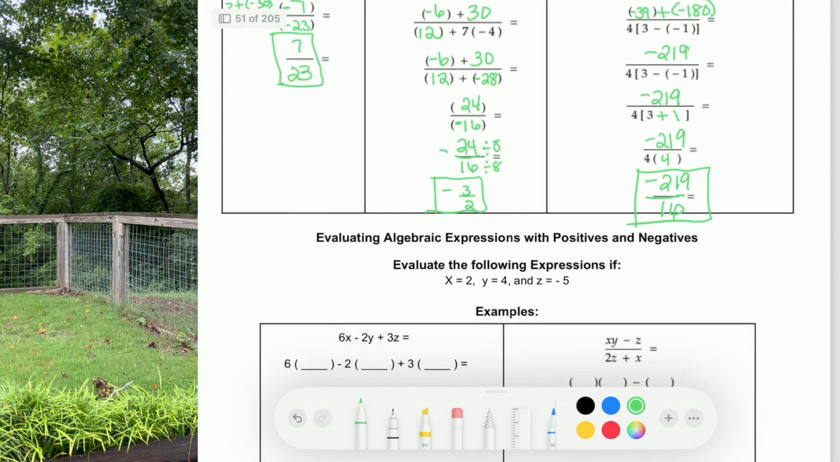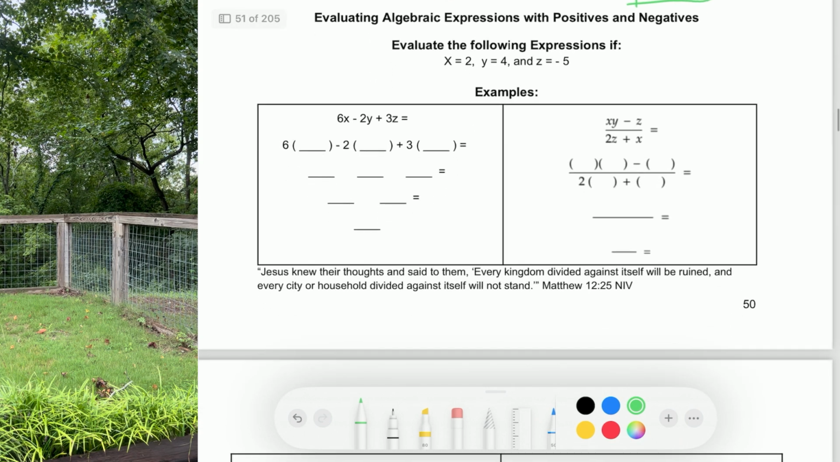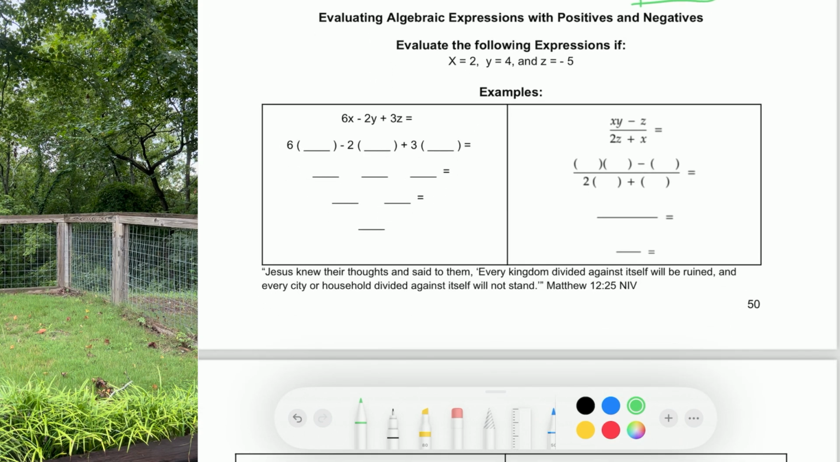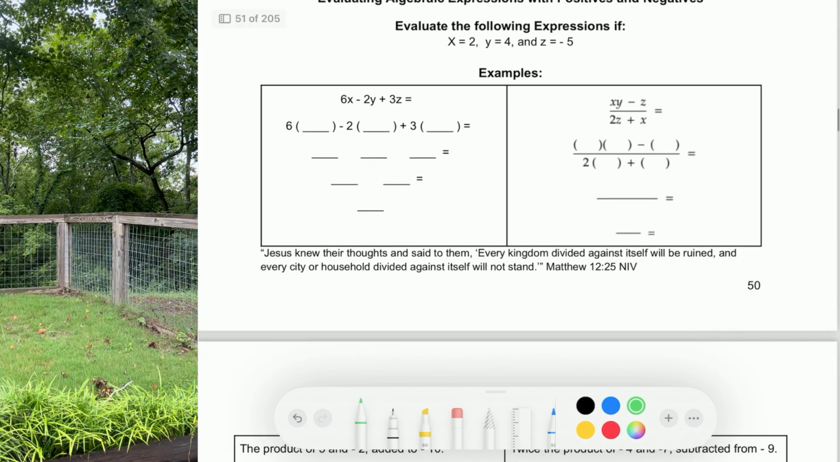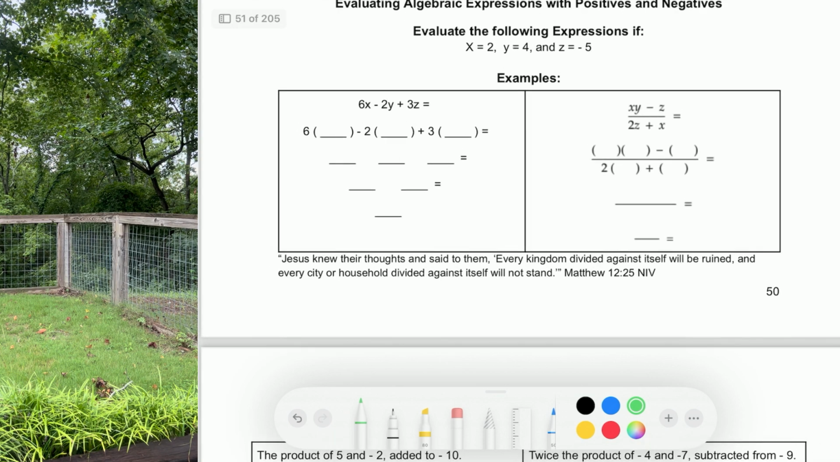Pretty ugly looking fraction, but it's the answer. All right, now let's look at evaluating algebraic expressions with positives and negatives. Evaluate the following expression if x equals 2, y equals 4, and z equals negative 5. Okay, so we already know how to do this. We just substitute in. We replace the variable with its true identity, whatever value has been assigned to it, and then we solve. So in this first one, 6x minus 2y plus 3z.